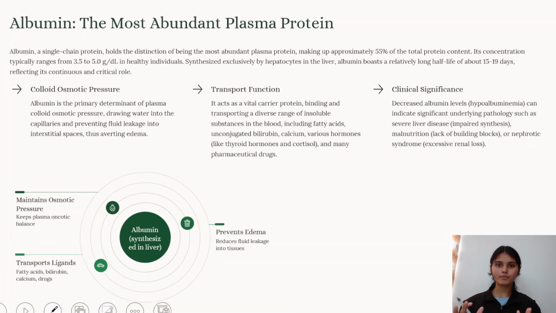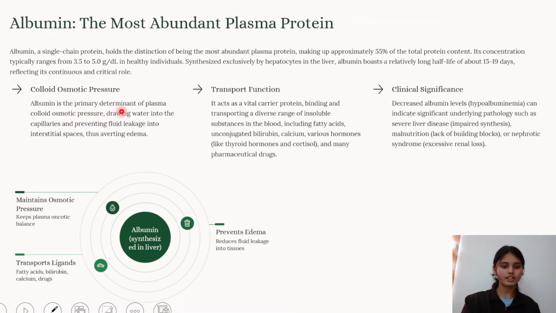Alright, now albumin, which is the most abundant plasma protein, is mainly 3.5 to 5 gram per deciliter, exclusively synthesized in the hepatocytes of the liver. Alright, now the colloidal osmotic pressure. This was asked previously and it is a very important PYQ.